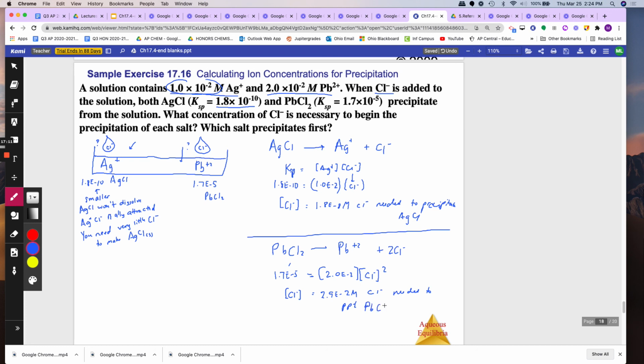To make PbCl2. Okay, so what's the question? I forgot. What concentration of Cl minus is necessary to begin the precipitation? You answer that right here. This is how much Cl minus you need to precipitate AgCl, and this is how much Cl minus you need to precipitate PbCl2. Which salt precipitates first? Well, you don't need that much of this one, right? You need very little Cl minus, which means AgCl will come out first. So AgCl will precipitate out first.